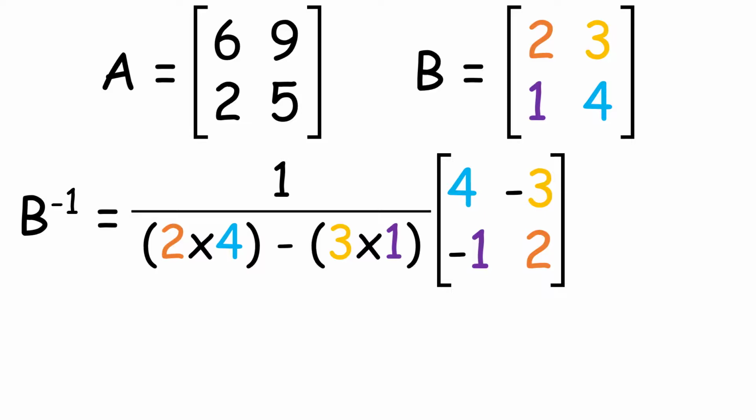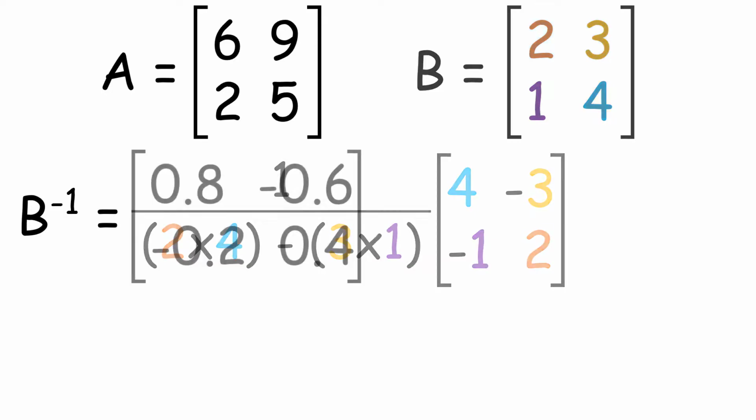It involves a little playing around with the elements of the original matrix. We've swapped the positions of the first row, first column, and second row, second column elements. And we've multiplied the other elements by negative 1 to make them negative. Then we've multiplied the resulting matrix from that by 1 over the determinant of the matrix, which is calculated by subtracting the product of the diagonal elements.